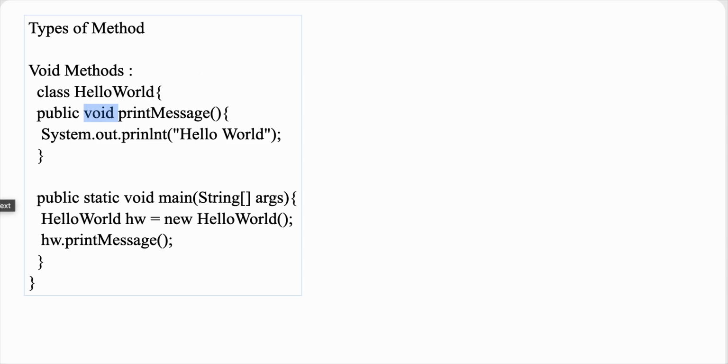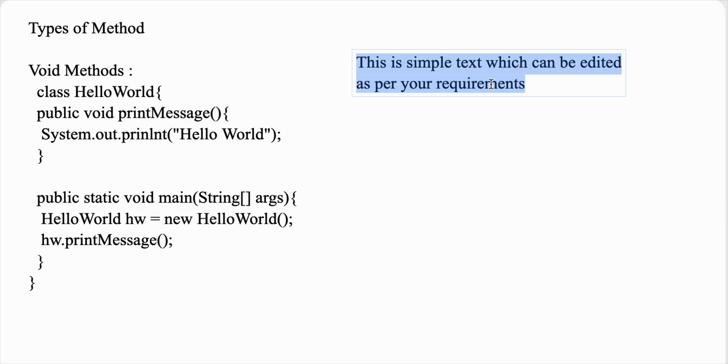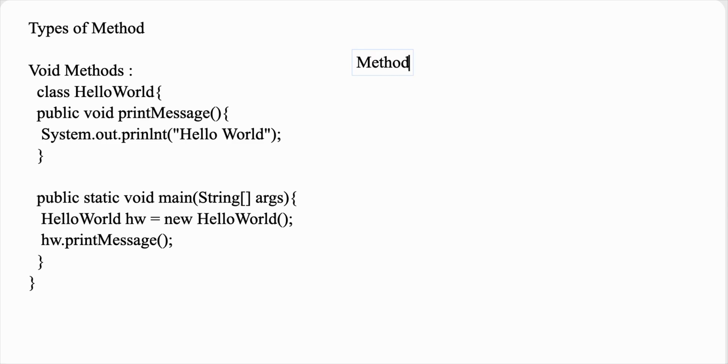The next thing we can see is methods with return value. Now you are seeing the method without return. Now we need to check methods with return value. Basically these methods perform a task and they return a value to the caller.